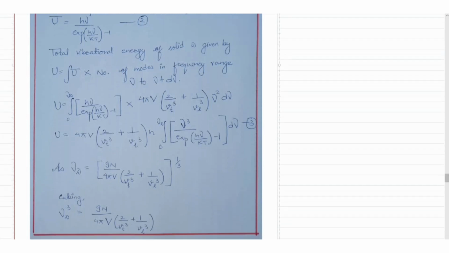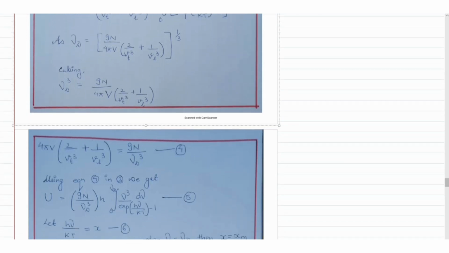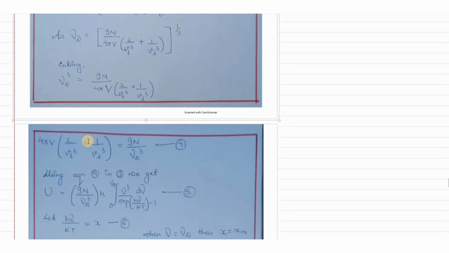As for nu_D, we know that nu_D is equal to (9N by 4 pi V (2 by v_t cubed plus 1 by v_l cubed)) to the power 1 by 3. We have found this above, so we can write it here. Now cubing this, we get nu_D cubed is equal to 9N by 4 pi V (2 by v_t cubed plus 1 by v_l cubed). Again cross multiplying, we get 4 pi V (2 by v_t cubed plus 1 by v_l cubed) is equal to 9N by nu_D cubed. This is our equation number 4.